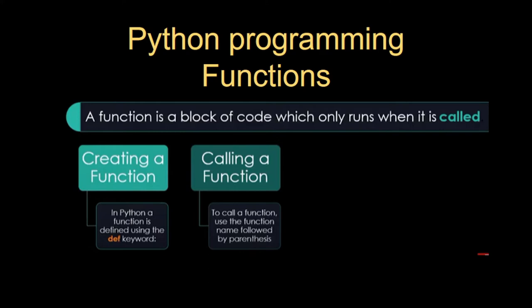So what is a function in Python, or in programming languages in general? A function is a block of code which only runs when it is called. That means when the function name is called, the block of statements bound under that function is executed. This is how functions in Python programming language work.